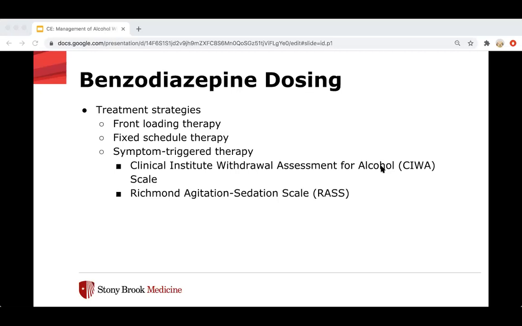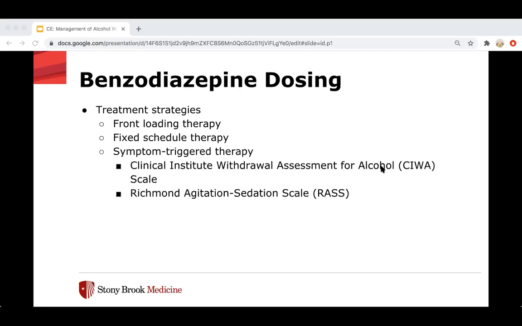sedation is achieved. You can also use lorazepam, but again, we have the risk of the propylene glycol, and you have to wait 15 to 20 minutes between each dose. So that longer wait period between dosing is not ideal. So we'd rather give diazepam. Then we have fixed schedule dosing. So this is when benzodiazepines are given at a fixed interval, even if symptoms are absent.